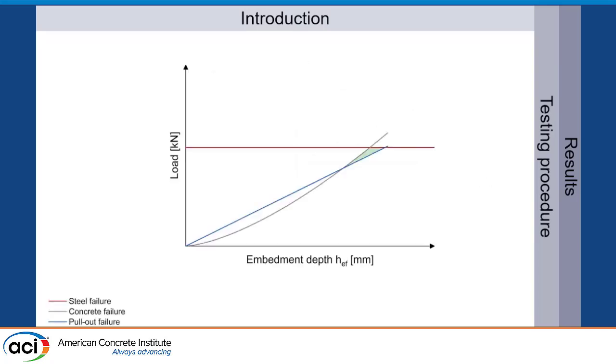If we look at this figure here, we have the embedment depth over load. We have 3 different failure modes which are most common for adhesive anchors. First of all, we have steel failure, we have concrete failure, which is the gray line, and lastly we have also pull-out failure, which is most common when we test in confined setup.